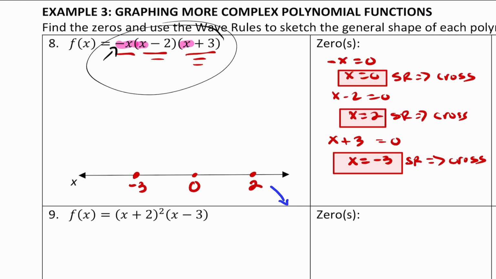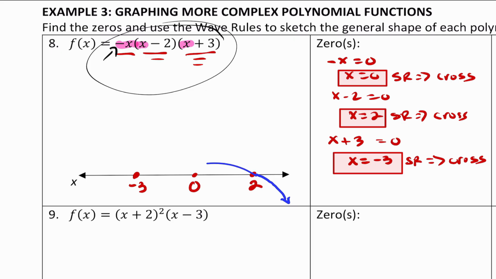Now, here are my zeros, or my x-intercepts, and all of them are single roots. That means I can cross the x-axis each time. So let me start over. I'm going to start at the bottom right, and as I approach 2, I'm going to cross the x-axis.